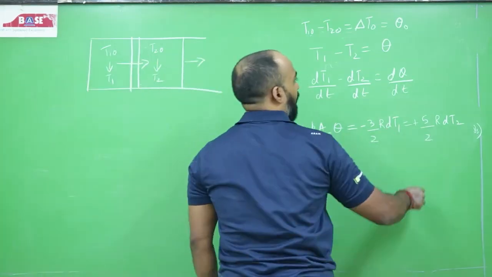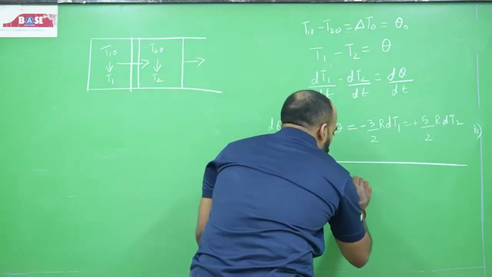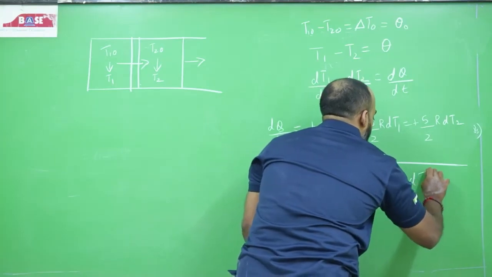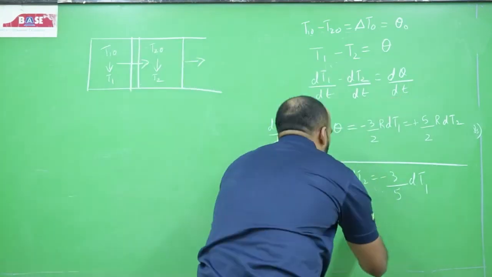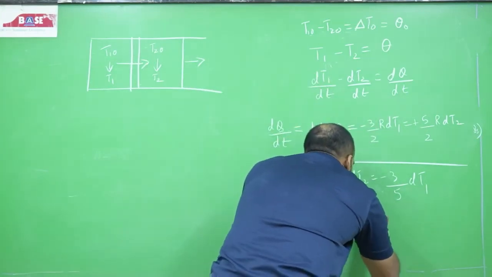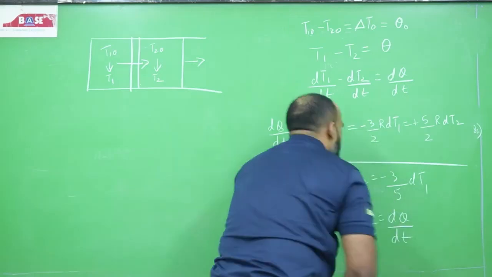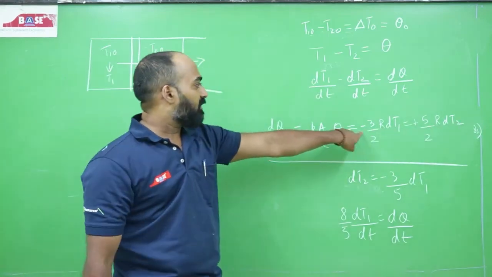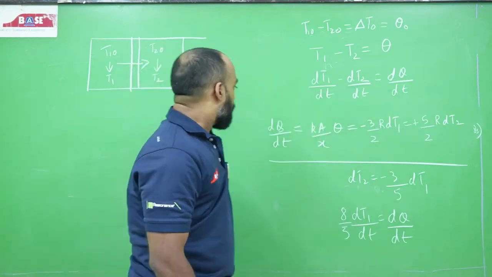And from here I can replace dT2 as minus 3 by 5 times dT1, which will give me an expression for d theta in terms of dt. dT2 is minus 3 by 5 dT1. Substitute that here, 1 plus 3 by 5, 8 by 5.